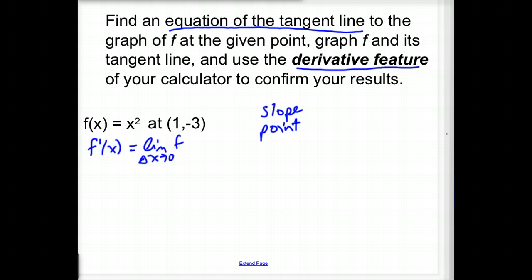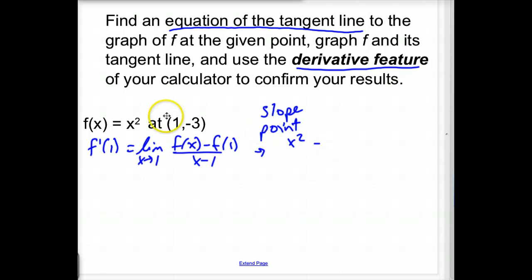Actually, we can use the shorter form because we know the point at which we want the derivative. So let's do the alternative form. Limit as x approaches 3 of f of x minus, I'm sorry, I want the derivative at 1, not 3. F prime of 1 is the limit as x approaches 1 of f of x minus f of 1 all over x minus 1. So f of x is x squared.